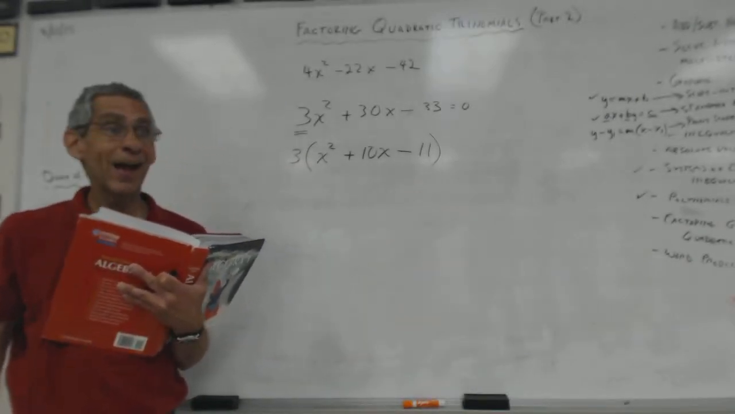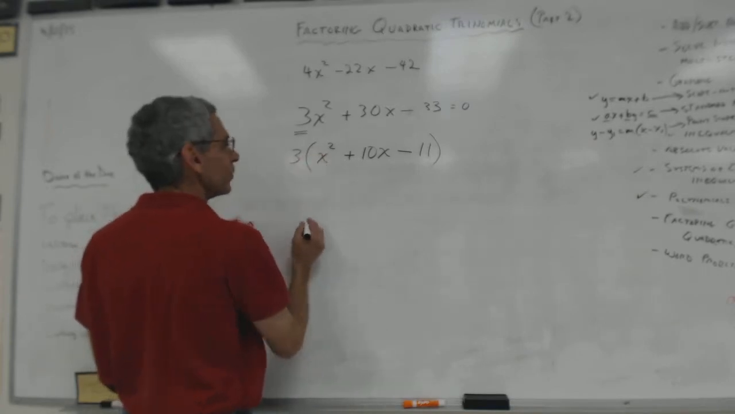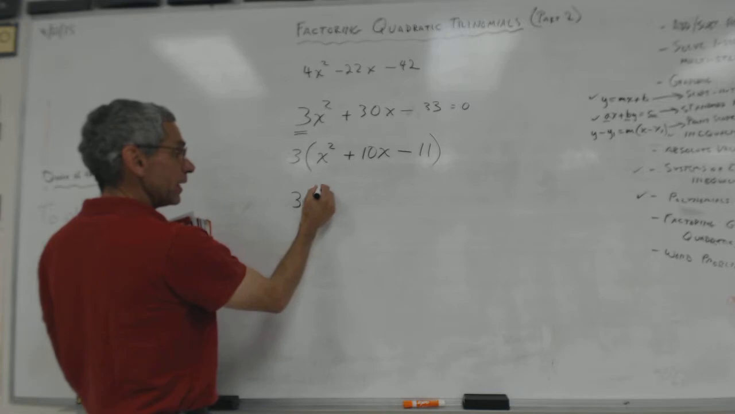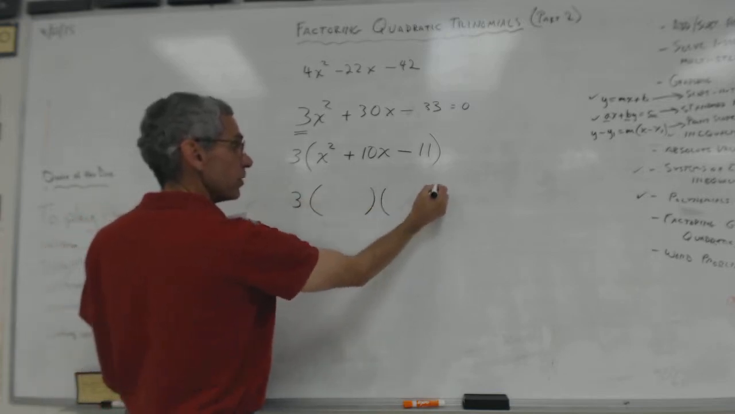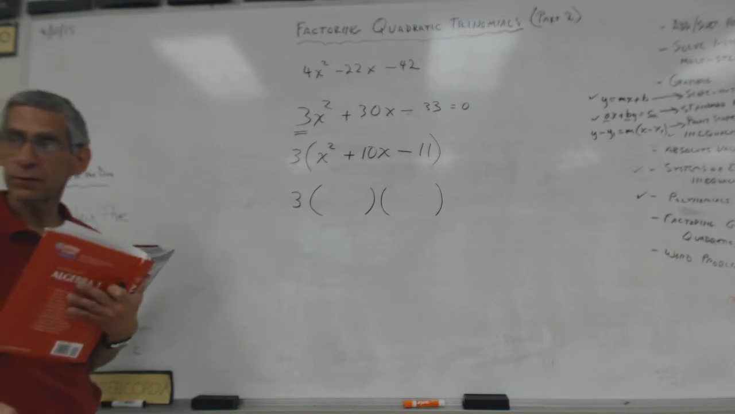We have a simple quadratic trinomial. That's a 1 there, a hidden 1. So I still have to keep that 3. But immediately, I'm going to put my 2 sets of parentheses, right? You guys with me? Does that make sense?